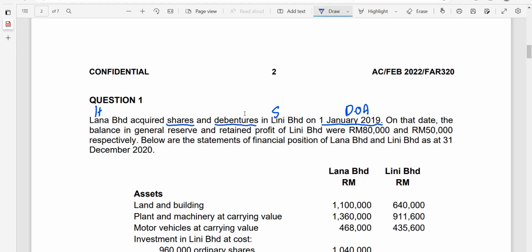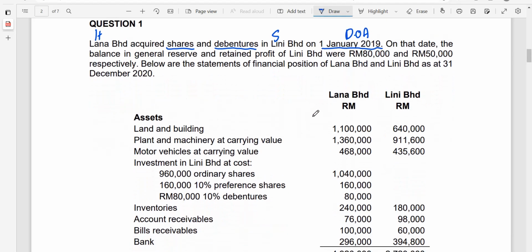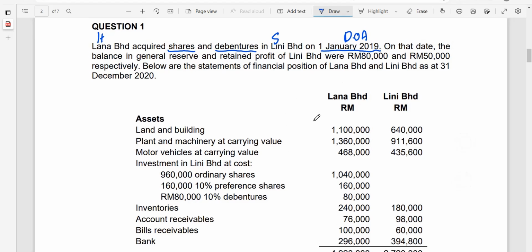To get the detail on what was the consideration transferred on the shares and debentures in Lini, you need to check the information in the statement of financial position given. The statement of financial position given here is separating the holding and the subsidiary, so it's a separate financial statement. On the day of acquisition, you have the detail there.